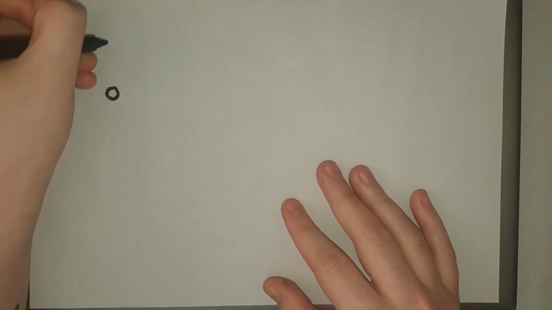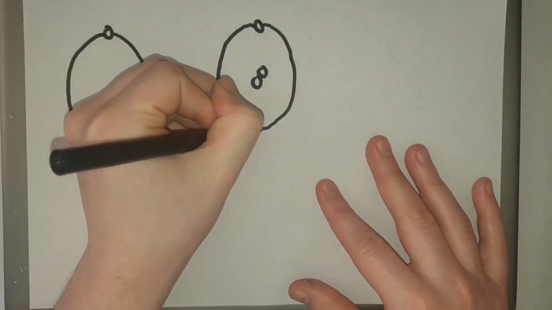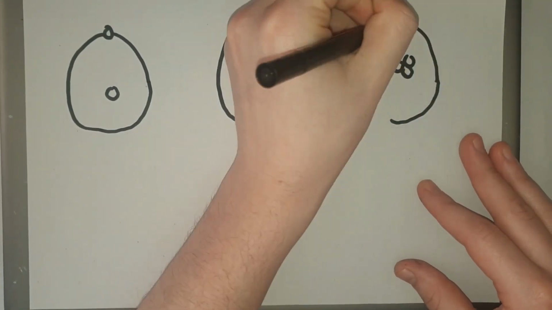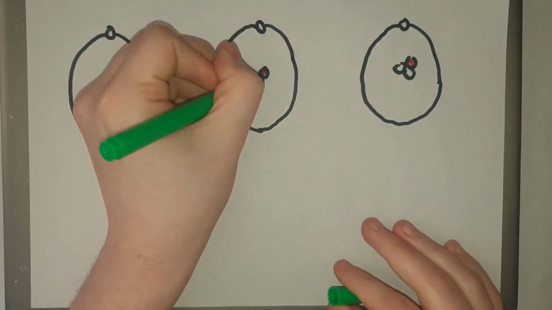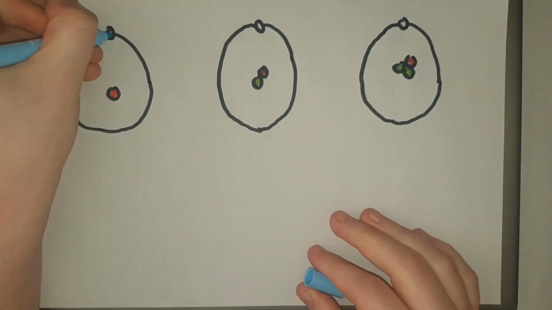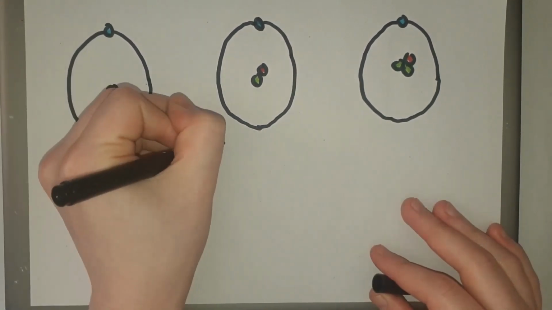Now each element will always have the same number of protons, but they can have different numbers of neutrons, and we call these isotopes of an element. For example, let's look at hydrogen. It can exist as hydrogen 1, but we'll just say hydrogen, or it can exist as hydrogen 2, which is called deuterium, or hydrogen 3, which is called tritium.